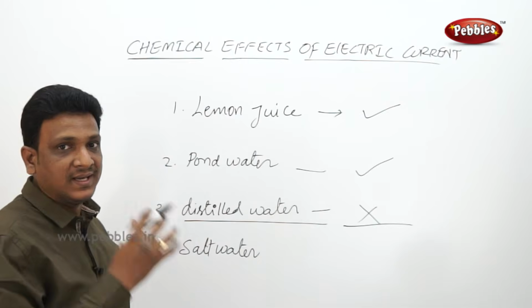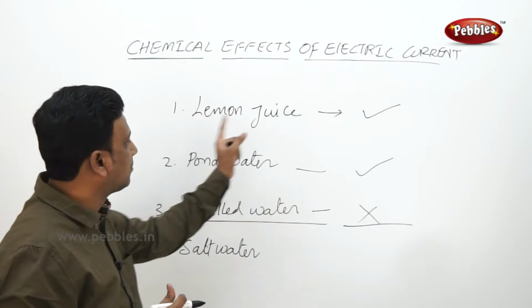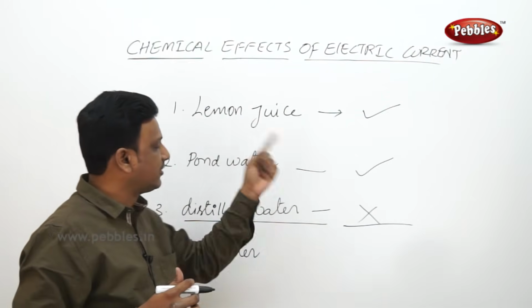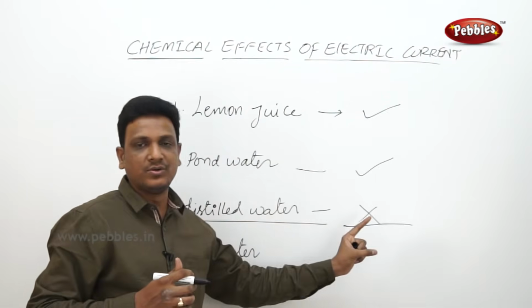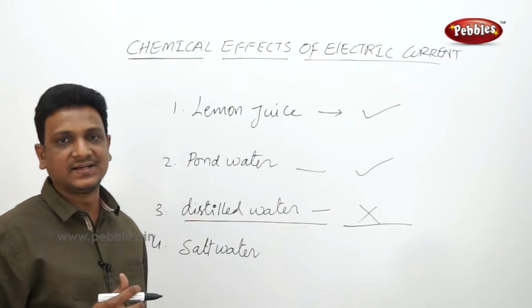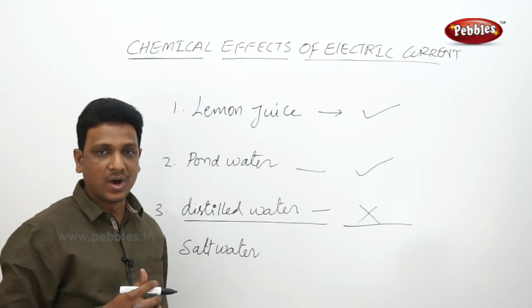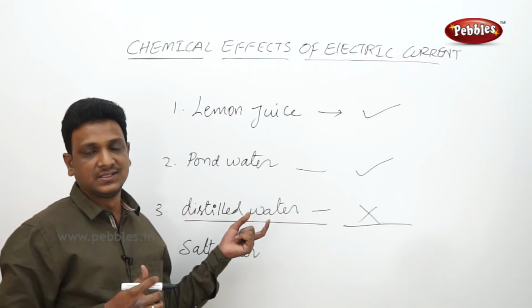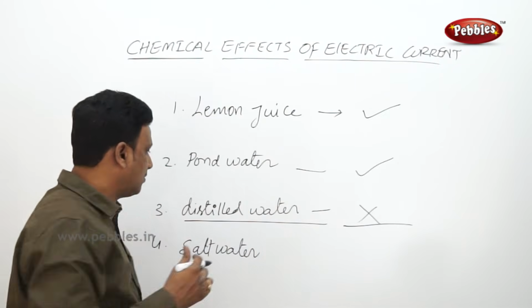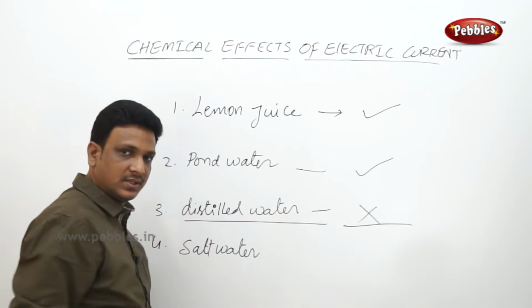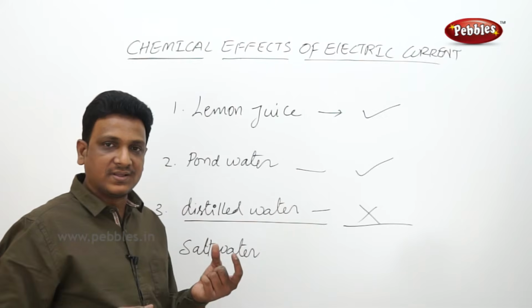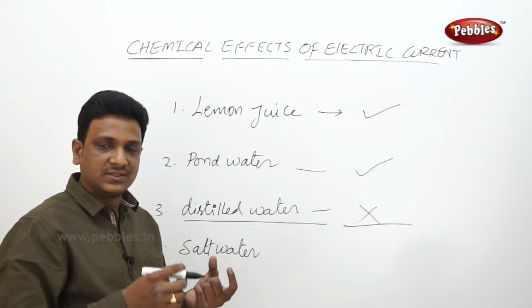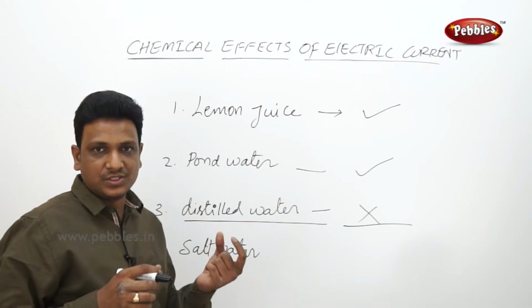We are talking about the liquid conductors. Lemon juice is a good liquid conductor. Pond water is a good liquid conductor. Distilled water is not a good liquid conductor. It is a poor conductor of electric current. Why? Because it doesn't contain dissolved salts. So what we do, we add some salt to the distilled water. Take the distilled water in the cup, add some salt, stir the salt. Now you have made the salt solution.